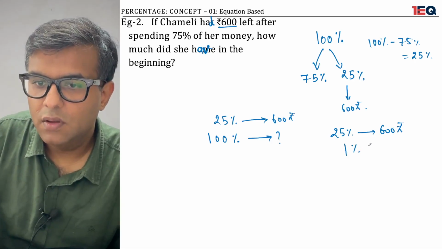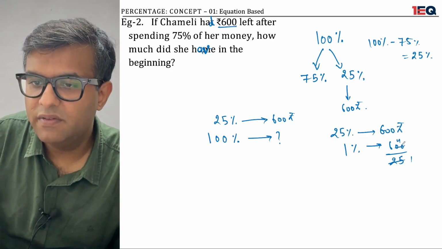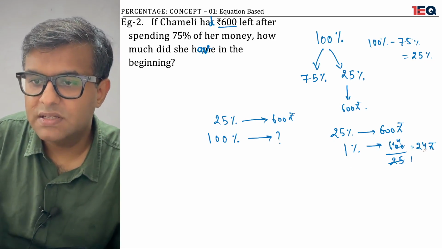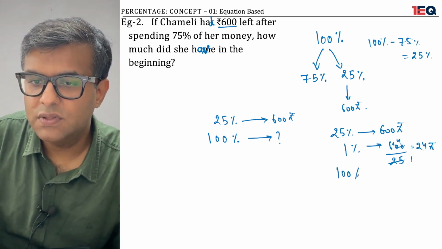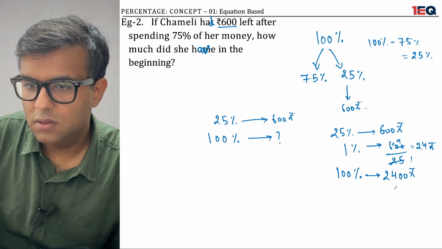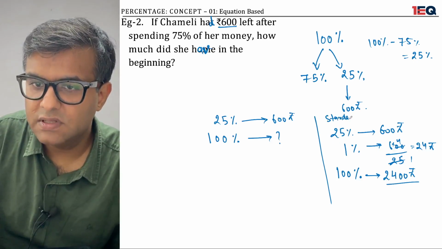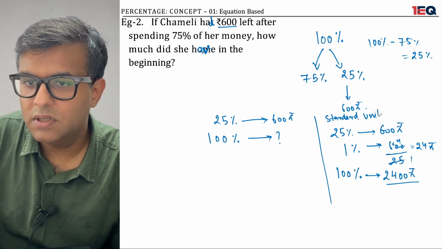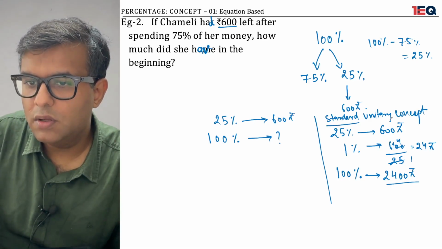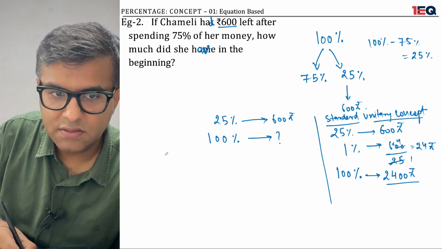1% of 600 would give 25 ones are 25, 25 fours are 100, so 6 fours are 24 rupees. And then if 1% is equal to 24, we just need to attach two zeros to the end of 24 to find out our final answer. But this method which I have done on the right, this is the standard unitary concept. What I want you people, the ones who are watching me, to learn is a fast track unitary concept.